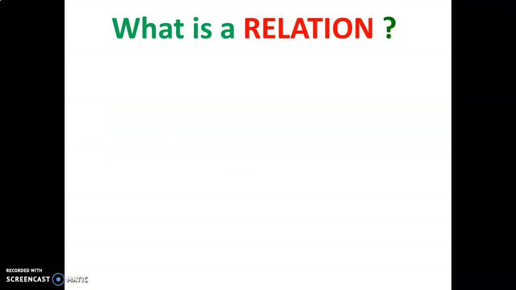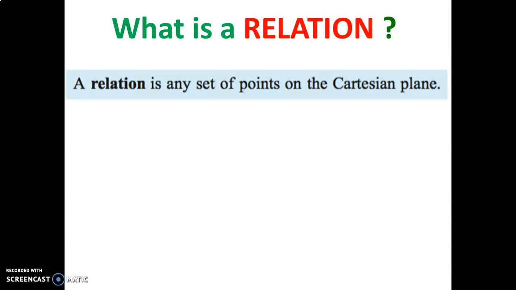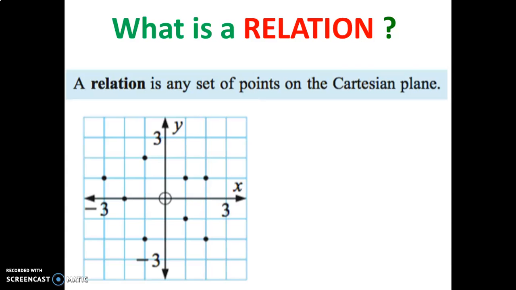Let's begin with what is a relation. We've been talking about relations versus functions. To recap, a relation is any set of points on a Cartesian plane. So let's say you had these points put on a coordinate plane. These are a set of points, and that can be called a relation.